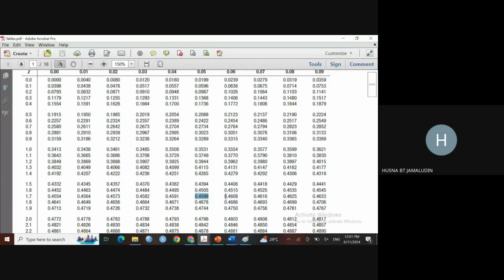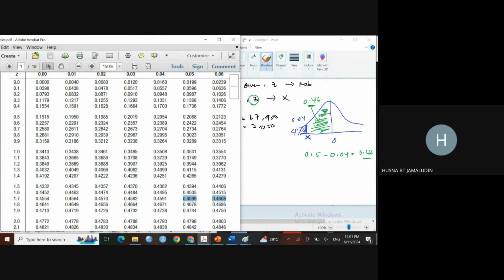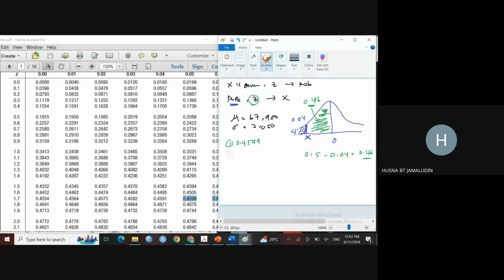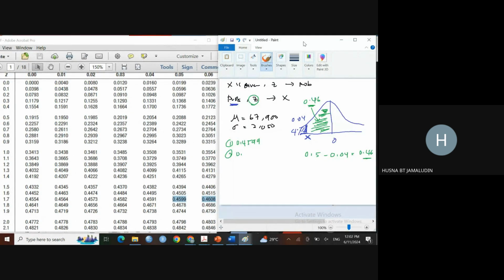You have two close values. Remember your value is 0.46. You're not sure whether to take 0.4599 or 0.4608. Which one? Students always make mistakes here. The first value is 0.4599. The second value is 0.4608. Sometimes you get confused about which value to take. So what is the rule?